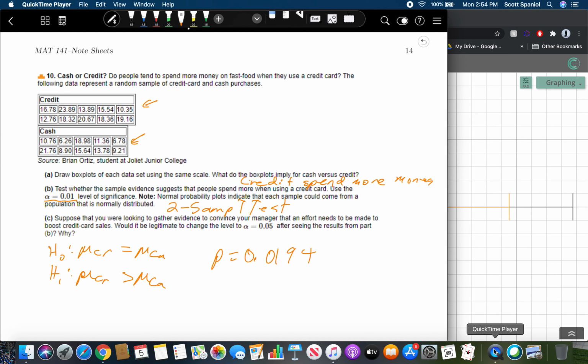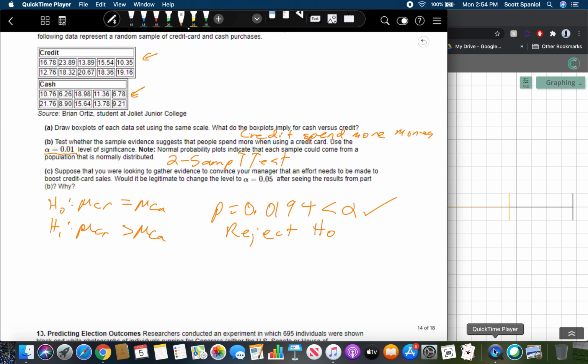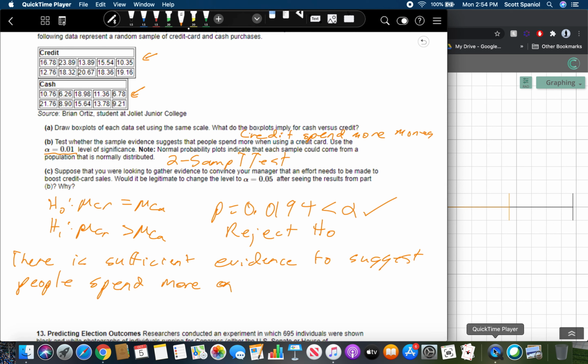So we can compare that to our alpha, which is 0.05, and it is less than that. So that means we can reject H naught, and we can say there is sufficient evidence to suggest people spend more on fast food when using a credit card.